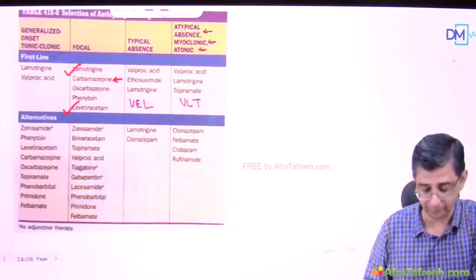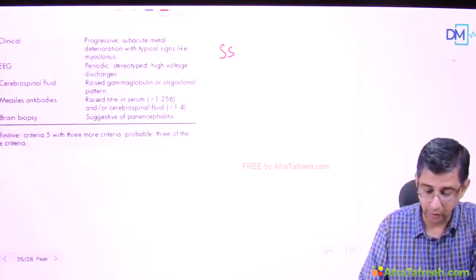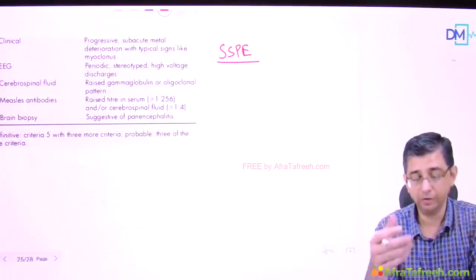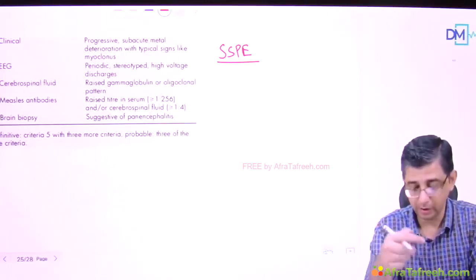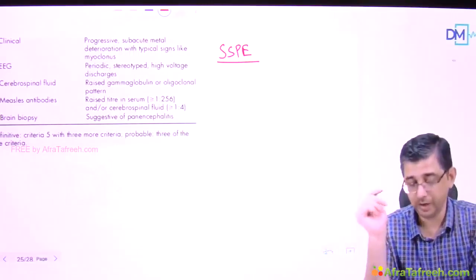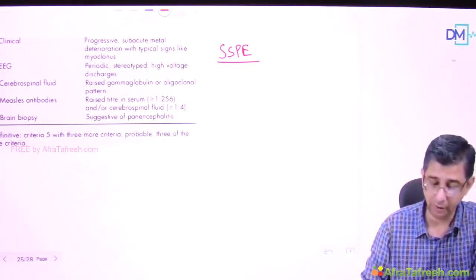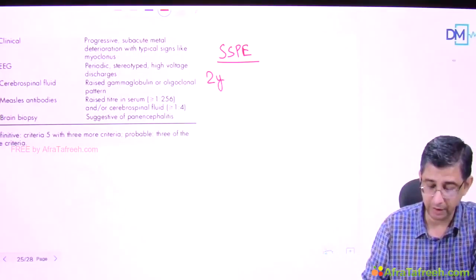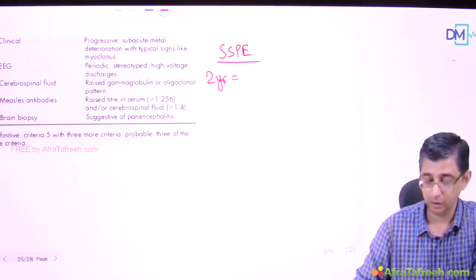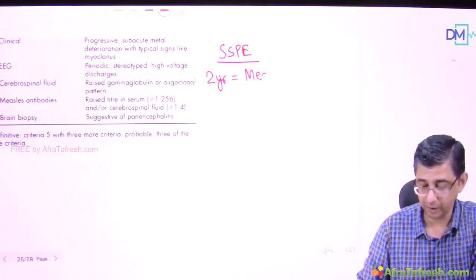This is courtesy Harrison. The next that I'll explain to you is a condition whose EEG pattern will be identical to that of variant Creutzfeldt-Jakob disease, that is periodic high voltage discharges. The condition is called subacute sclerosing panencephalitis. This is a late complication of measles. This child is living in an area where the coverage with measles vaccine is very poor. Therefore, this child has suffered from an attack of measles.